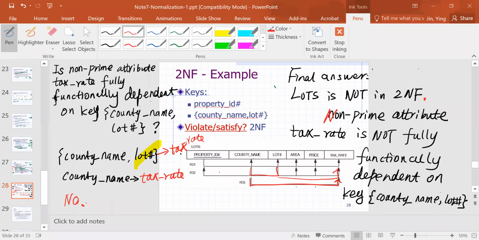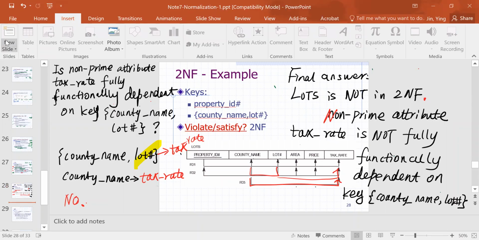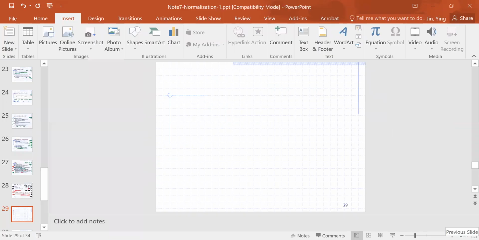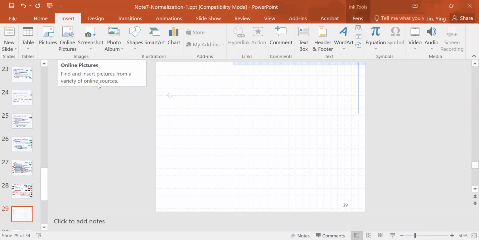Okay, so that's for second normal form. Let's do a pre-class exercise. Let's do this one first. Okay, an easy one first.